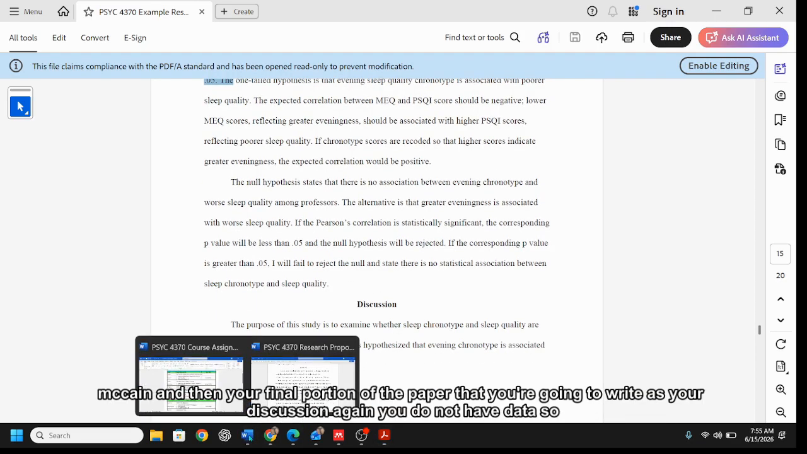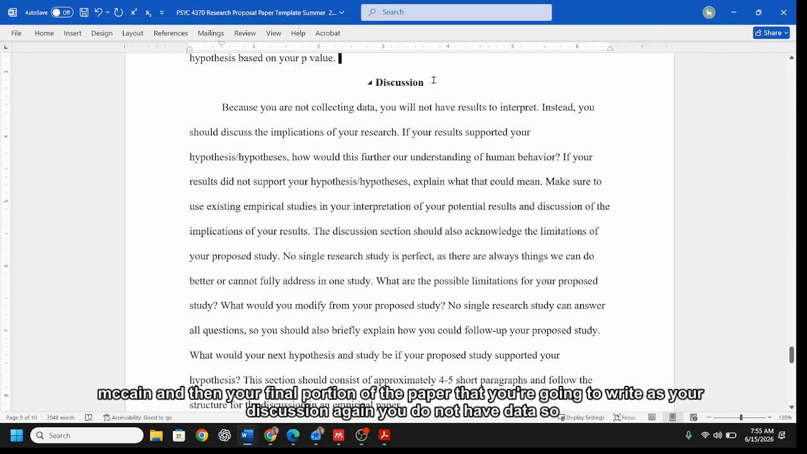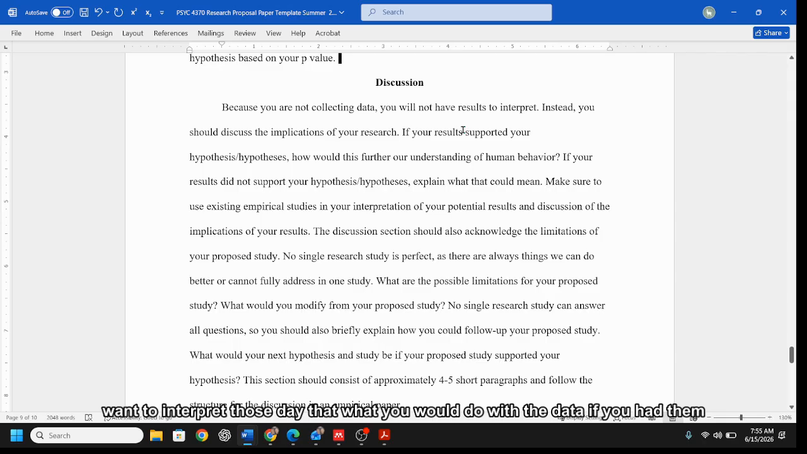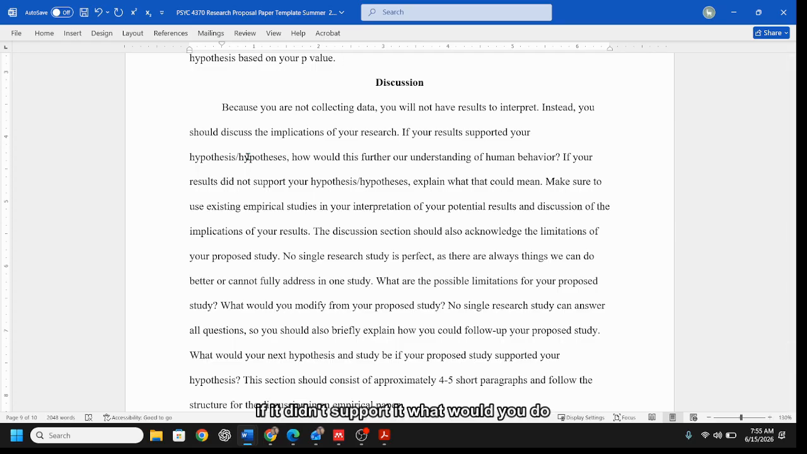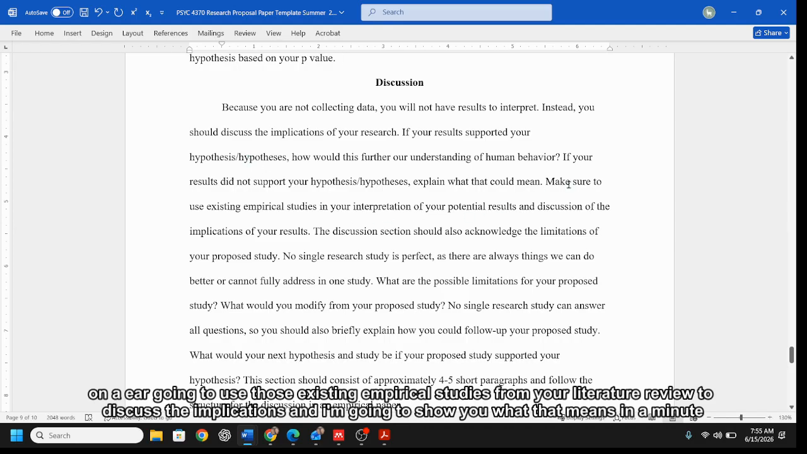And then your final portion of the paper that you're going to write is your discussion. Again, you do not have data, so you're going to interpret those data, what you would do with the data if you had them. You're going to tell me if your results supported your hypothesis. How does this help us understand human behavior? Specifically, in my paper, how do I understand sleep? If it didn't support it, what would you do? You're going to use those existing empirical studies from your literature review to discuss the implications, and I'm going to show you what that means in a minute.